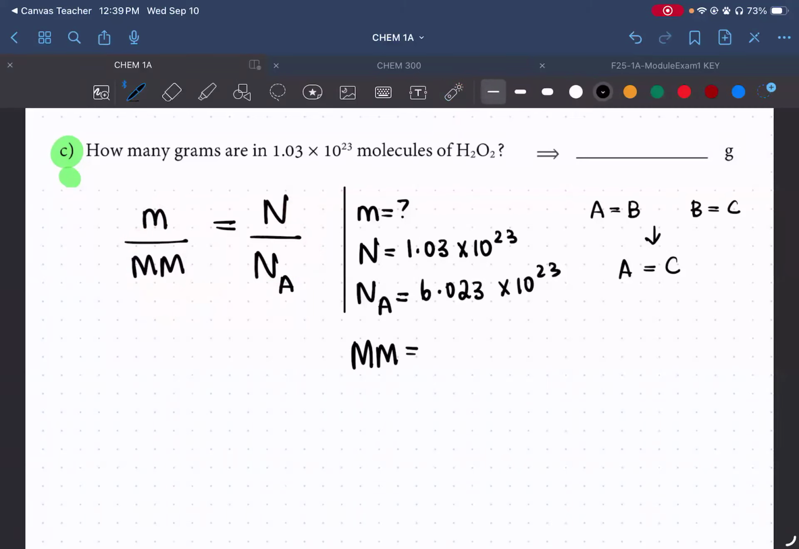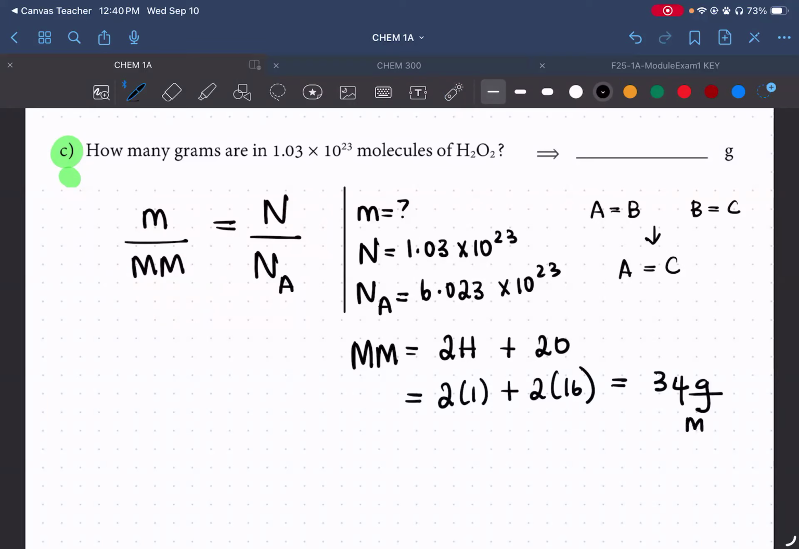The molar mass is equal to the sum of masses. We have 2 hydrogens and 2 oxygens. 2 times 1 added to 2 times 16. That's going to be equal to approximately 34 grams per mole. You have a choice depending on your comfort with math. You can immediately plug in the values and then manipulate, or you can manipulate the equation first and then plug in. Doesn't matter which to me because it just depends on your comfort level with math.